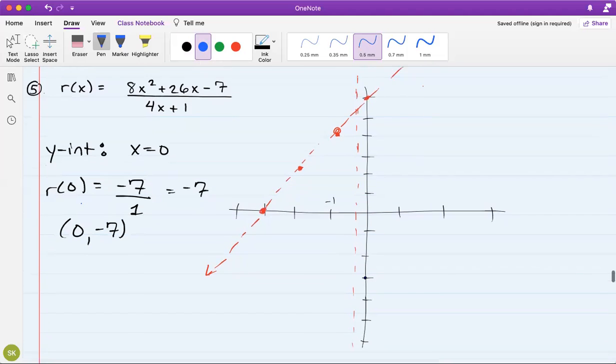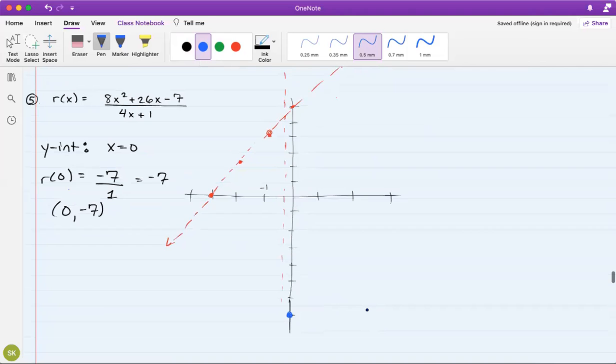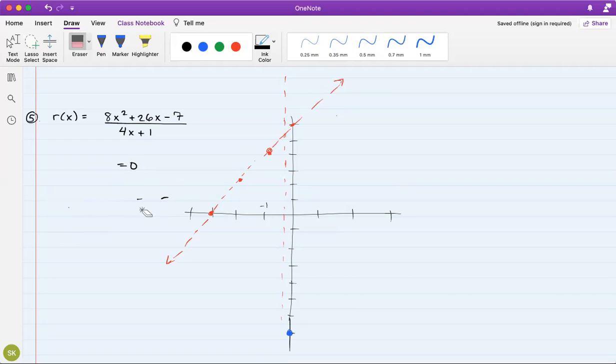0, 1, 2, 3, 4, 5, 6. We got to go a little bit lower here. -7. Okay, I'm going to zoom out so you can see this a little bit better. Okay, now let's find our x-intercepts. To find the x-intercepts, what do we do? We set y equal to 0.